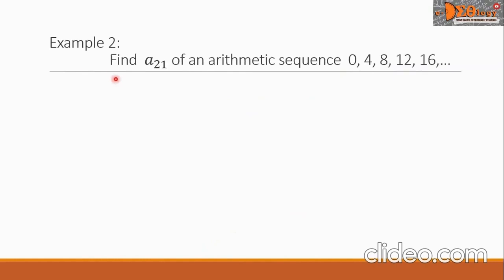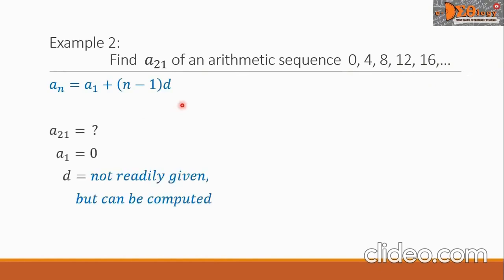Example 2. Find A sub 21 of an arithmetic sequence 0, 4, 8, 12, 16. The general term formula is written here, and let us write the given and the required values. A sub 21 is the required value. Our A sub 1, the first term, we can get from the given sequence. And the D, the common difference, is not readily given but can be computed.